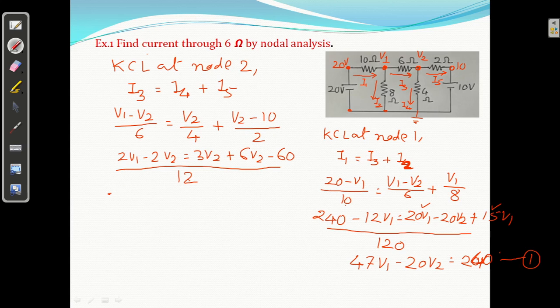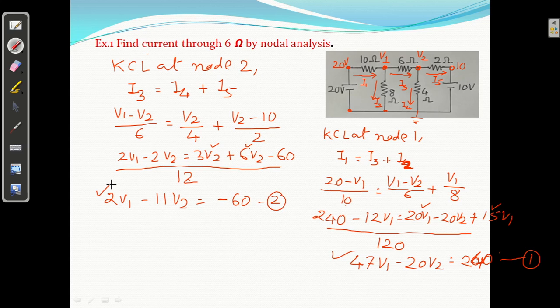So 2V1 minus 2V2, and this 9V2, this and this 3 and 6, 9V2 will go here, so minus 9V2 minus 2, minus 11V2 equal to, what is left? Minus 60. This is equation number 2. 2V1 minus 9V2 equal to minus 60. Right? I am getting these two equations, this and this.